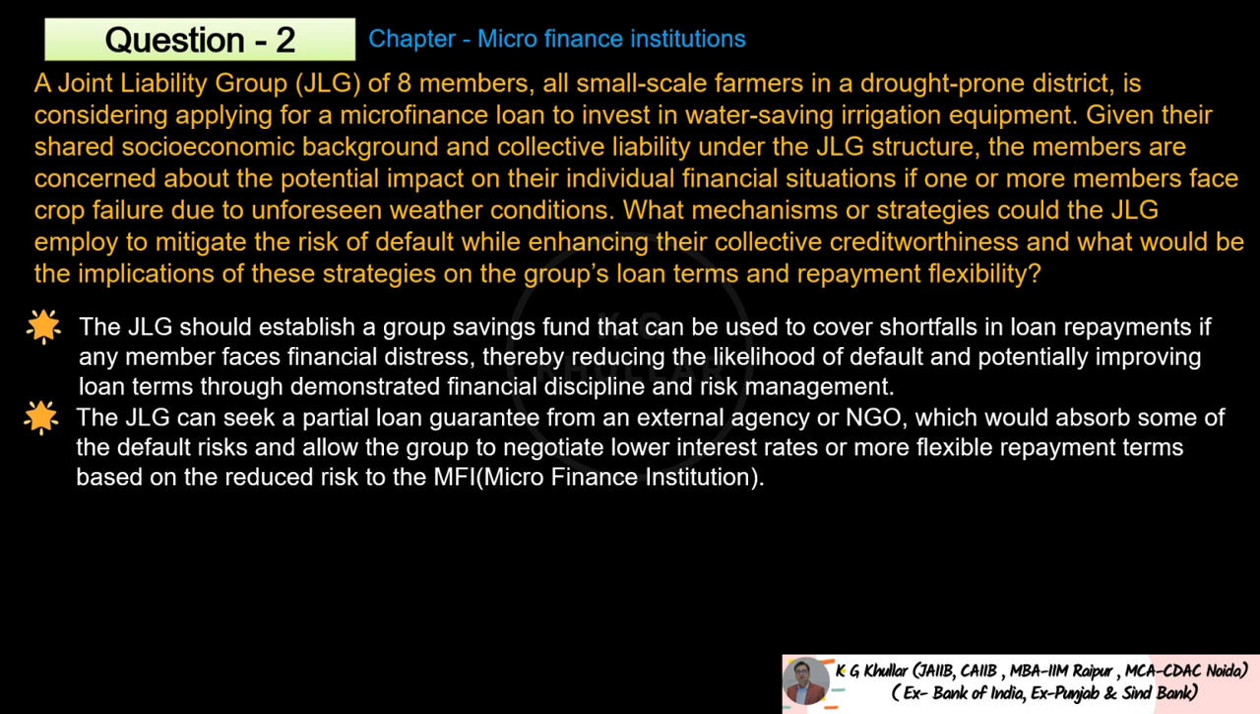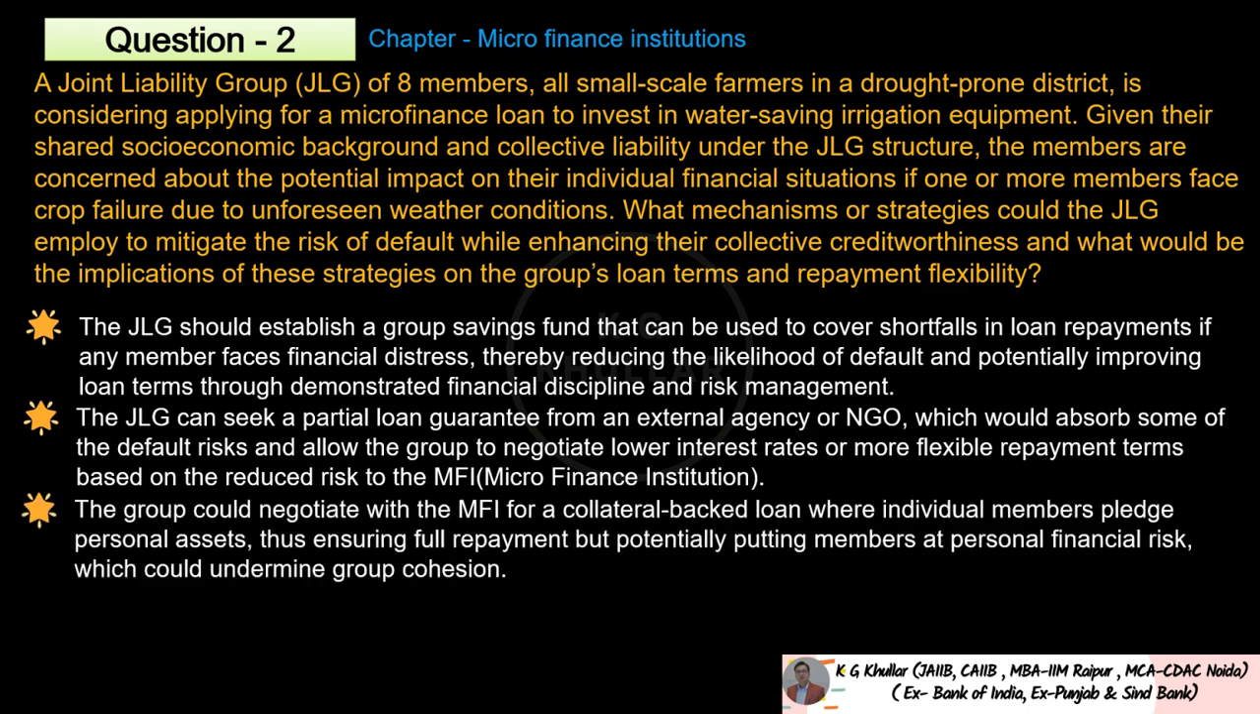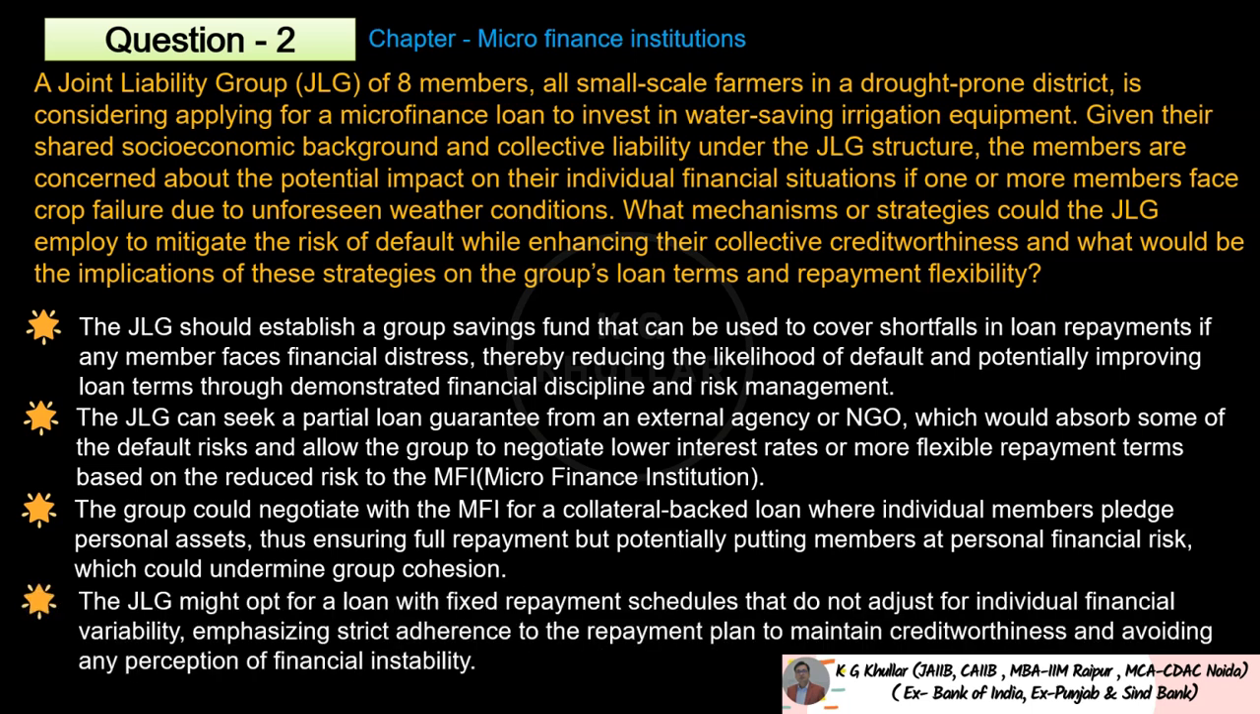Then third option C is the group could negotiate with the MFI for a collateral-backed loan where individual members pledge personal assets, thus ensuring full repayment but potentially putting members at personal financial risk which could undermine group cohesion. And last option D is the JLG might opt for a loan with a fixed repayment schedule that does not adjust for individual financial variability, emphasizing strict adherence to the repayment plan to maintain creditworthiness and avoiding any perception of financial instability.